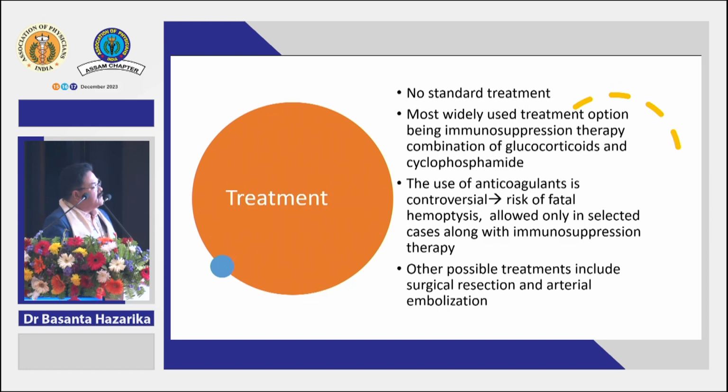Other possible treatments include surgical resection and arterial embolization, but in huge generalized involvement of both lungs, resection is not possible and arterial embolization is also not possible. So this is a very rare case presenting with recurrent episodes of hemoptysis.